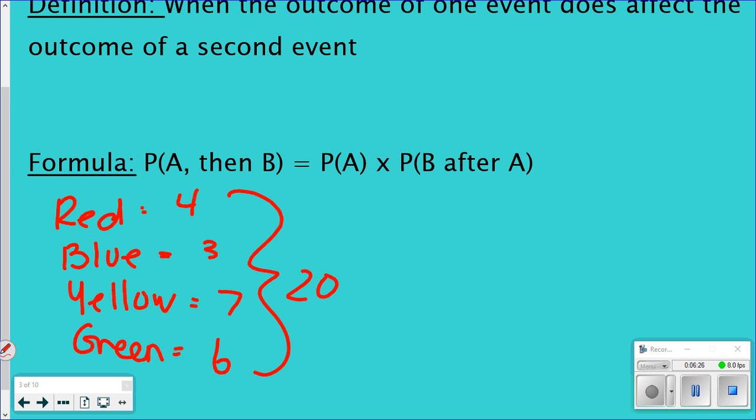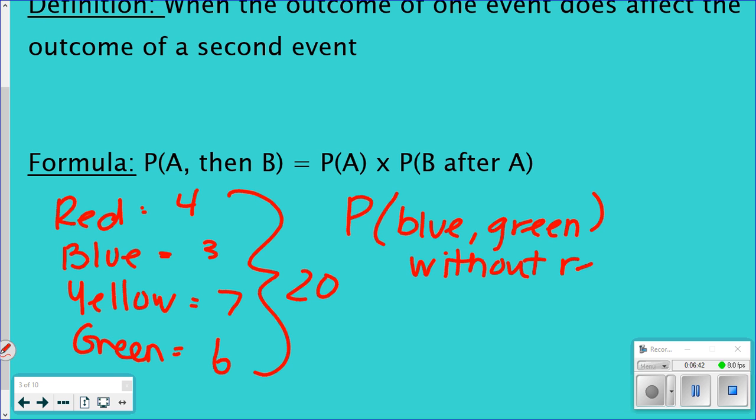Okay? So this is what it would say. It'd be the probability of choosing, let's see, a blue, then a green, and then without replacing.